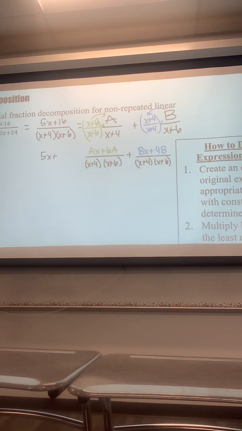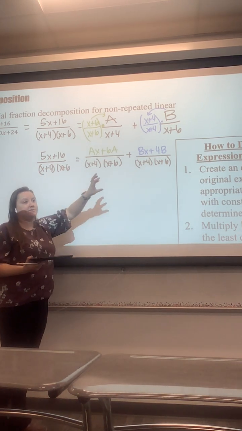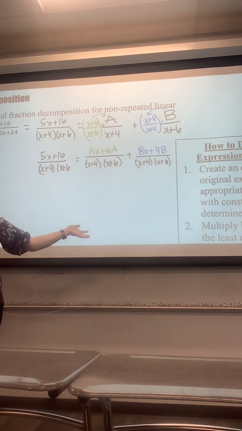And what we're saying is that these things are equal. Are you guys okay with that? Now, we still don't know what A is, we still don't know what B is, but we know that there is some value that exists for A and B that this is going to be true for. Okay?